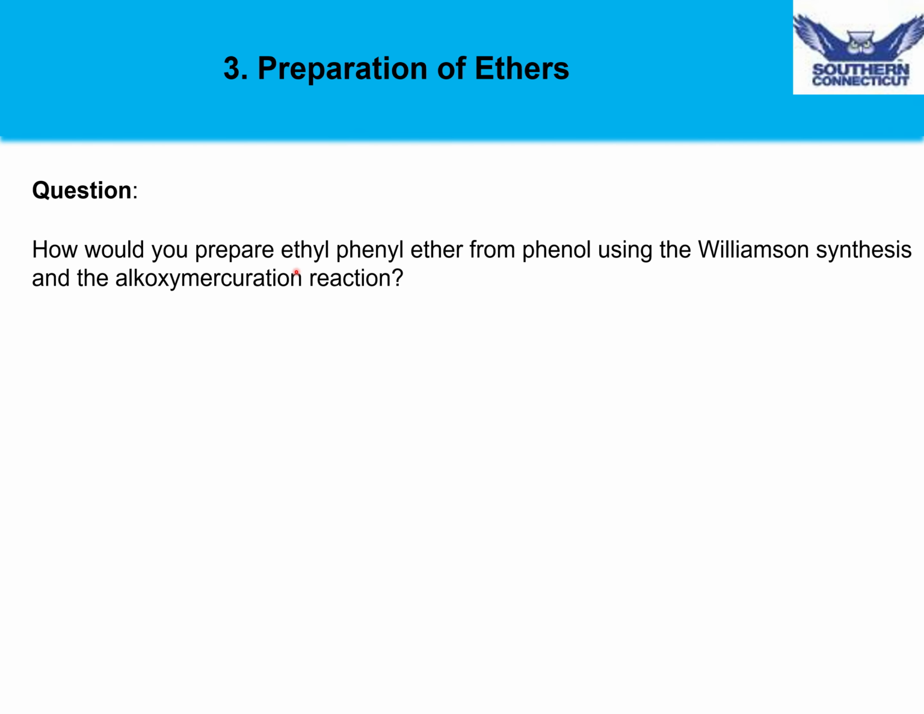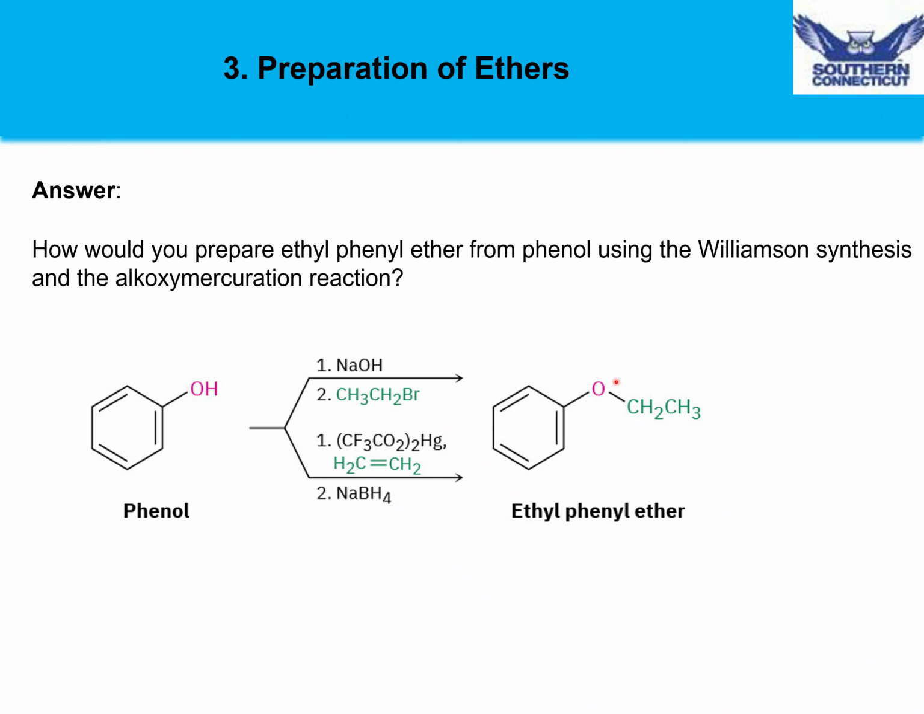This question asks us to prepare an ethyl phenyl ether from phenol using the Williamson ether synthesis as well as the alkoxymercuration reaction. To make ethyl phenyl ether from phenol, we could use the Williamson ether synthesis by adding base, so sodium hydroxide or sodium hydride will do the same thing. The base will deprotonate the hydrogen on the phenol, making it more nucleophilic. And then if we add an ethyl group with a halogen as a leaving group, we can get the ethyl phenyl ether product that we're looking for.